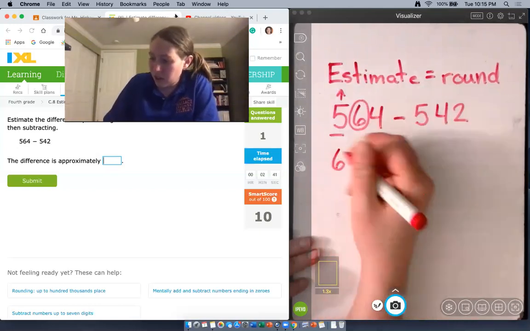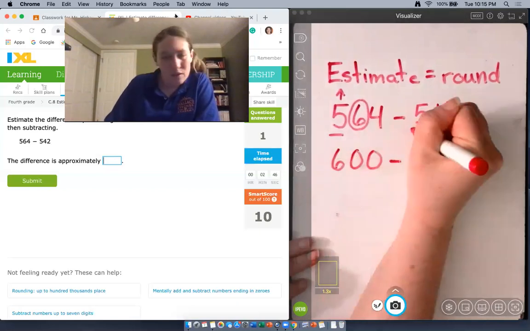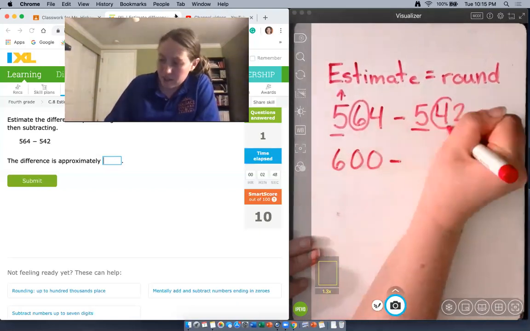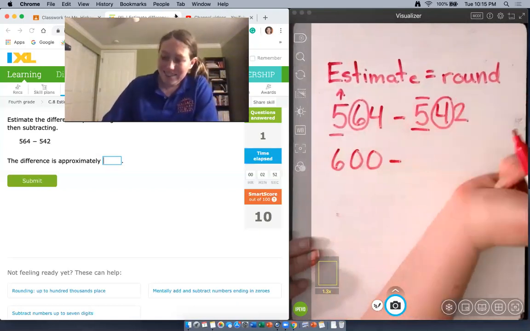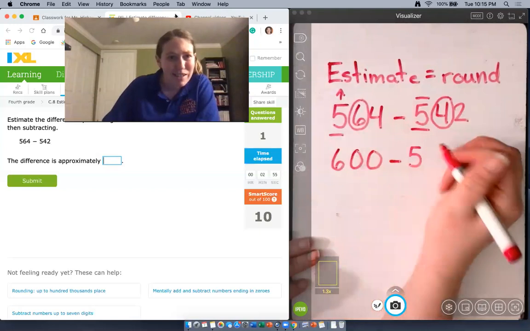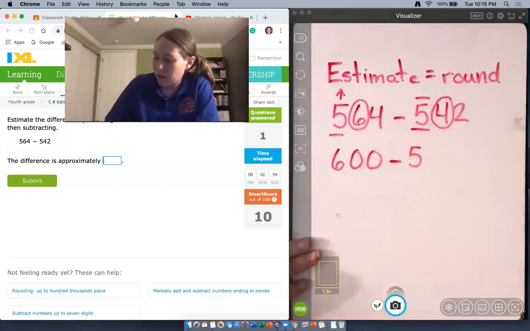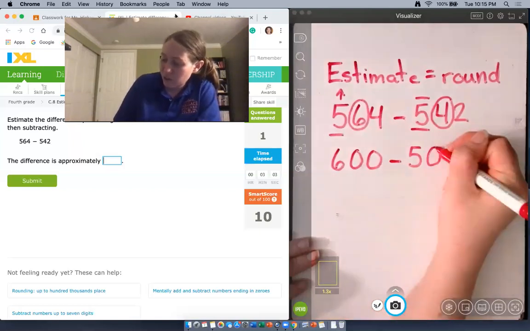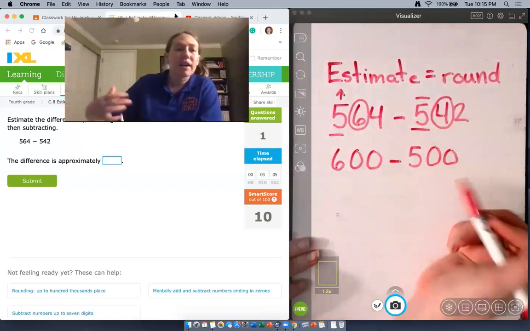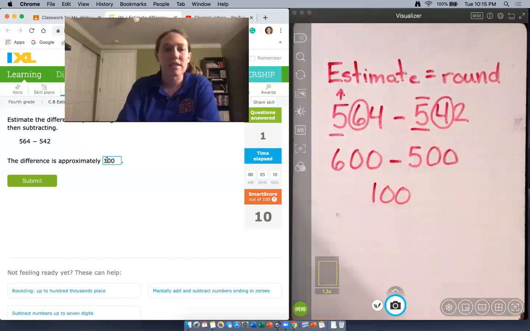And then this one, underline the 5, circle the 4. 5 or more, let it soar. Nope. 4 or less, let it rest. Perfect. So this stays 5. And this, the 2 lines, kind of looks like an equal sign. So it helps me remember, like, this equals 5. This stays the same. 0, 0. 600 minus 500 is 100. So my answer is approximately 100, or the difference is approximately 100.